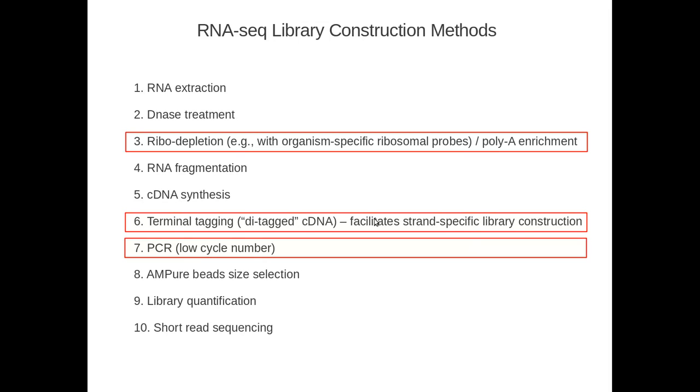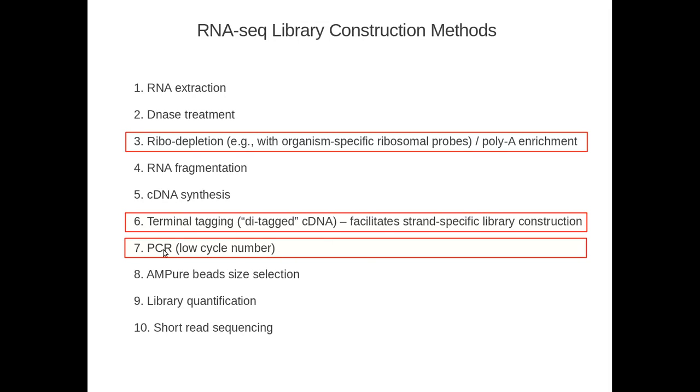Generally a gene will be transcribed on its sense strand, but we now know that there are lots of antisense RNAs out there that are transcribed, and so this allows you to tag which strand the particular mRNA is coming from. We also have to do PCR, and this again is to get enough density to facilitate the cluster formation on the flow cell.